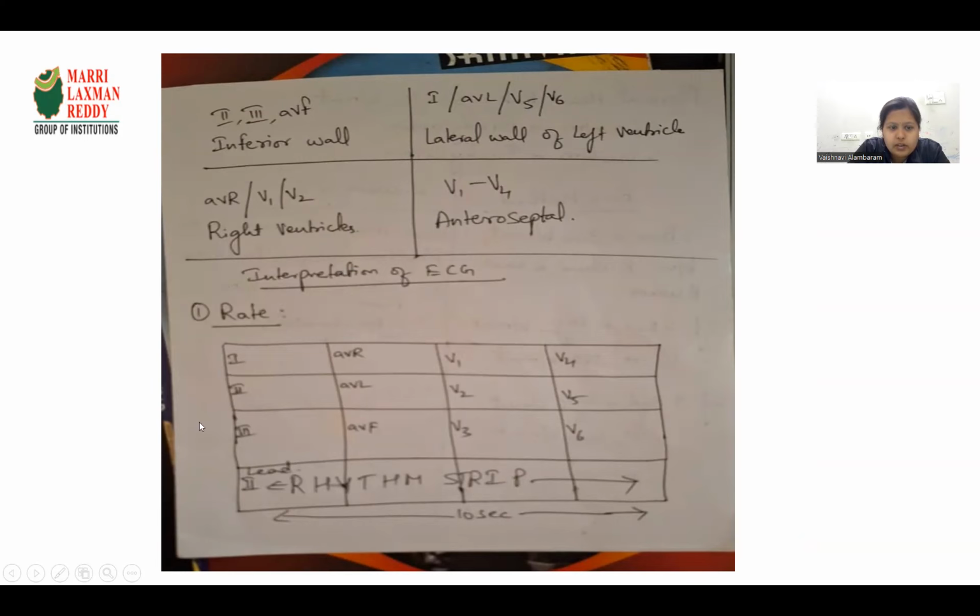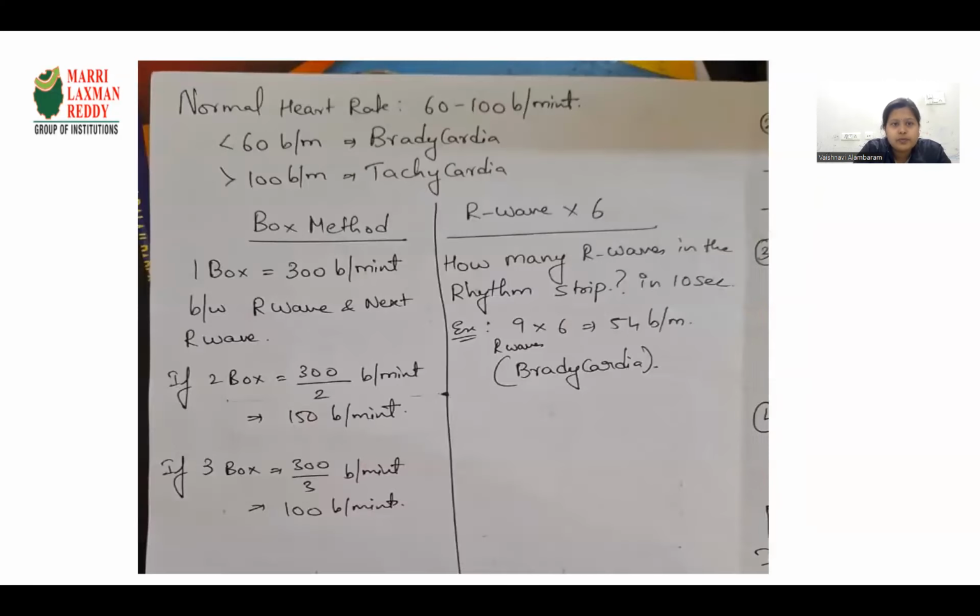So in the interpretation, you have the ECG like this. You have lead 1, lead 2, lead 3 and augmented leads and 6 precordial leads. Lead 2, because of Einthoven's triangle, we are taking as a rhythm strip, for about 10 seconds continuously we are going to observe lead 2 for determining the rhythmicity. To diagnose any type of arrhythmias, this rhythm strip is used.